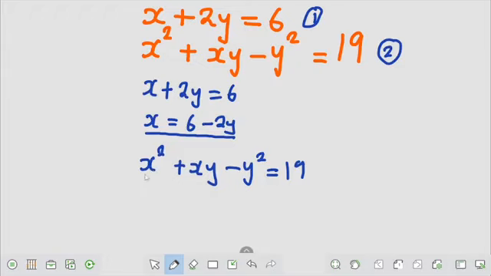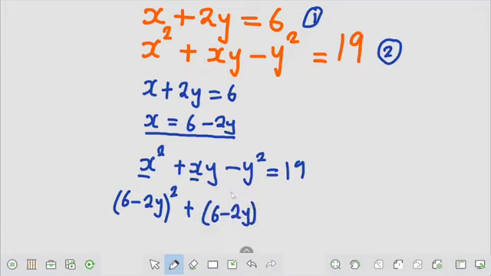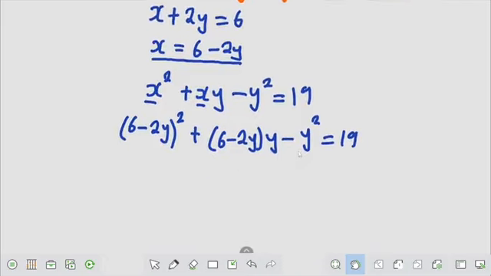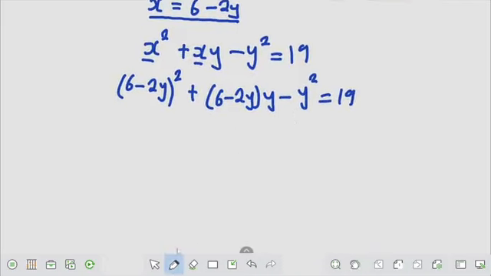Here there is this x squared, and even here there is x. So where there is x squared, we are going to put 6 minus 2y in brackets, squared, because this one was squared, plus where there is this x again, we are going to put 6 minus 2y in brackets, to be multiplied with a y here, then minus y squared is equal to 19. From this stage now we can just expand.